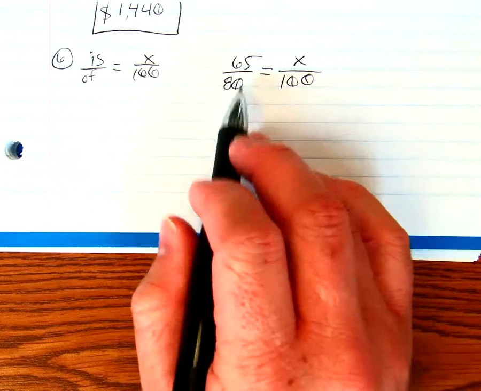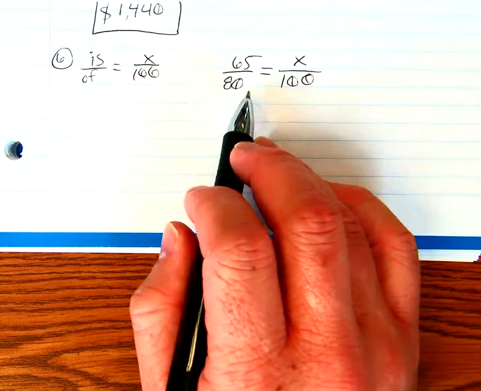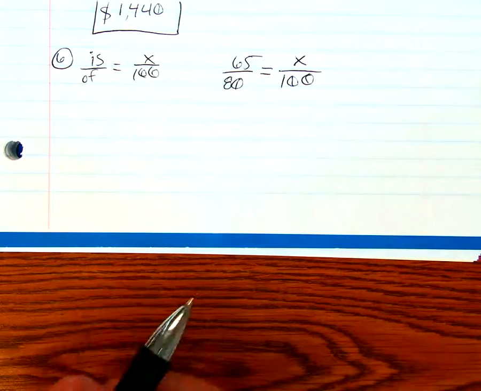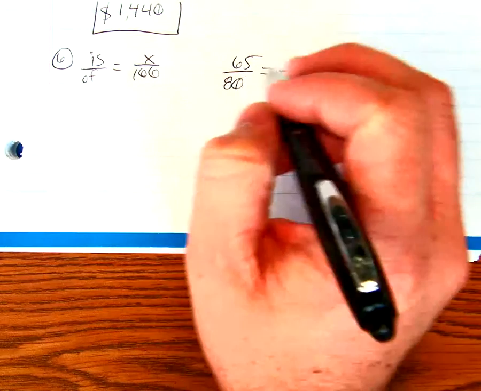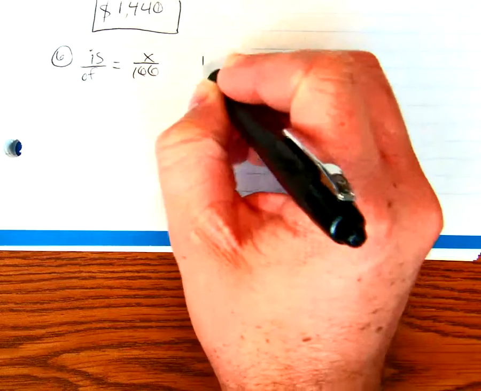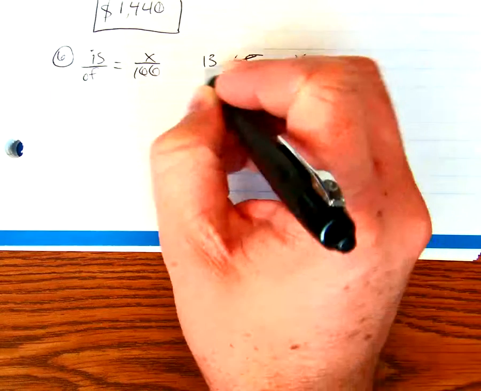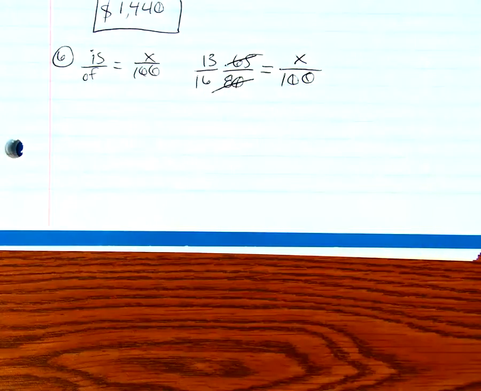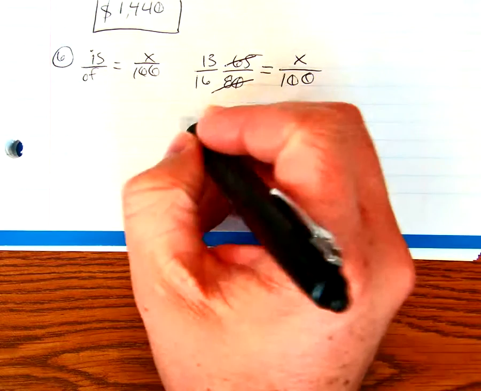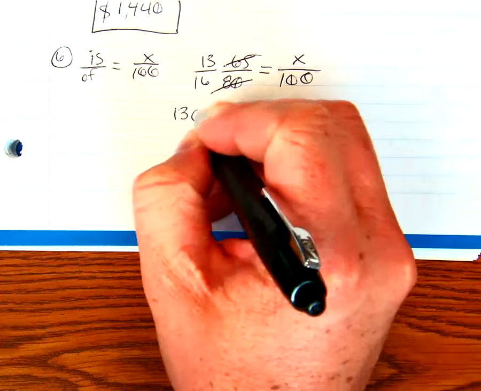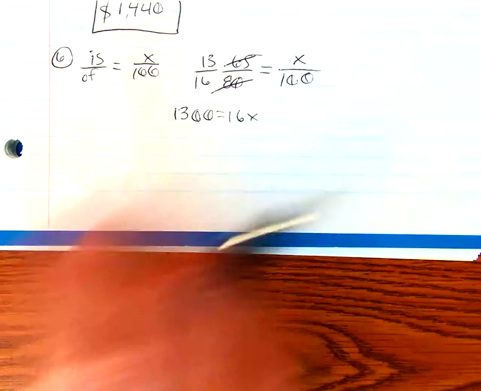So 65 and 80, probably the most obvious number anyone's going to think of to go into those is 5. So 5 goes into 65 13 times. 5 is going to go into 80 16 times. This gives us smaller numbers to work with. So if we were to cross multiply, we would get 1300 equals 16x.